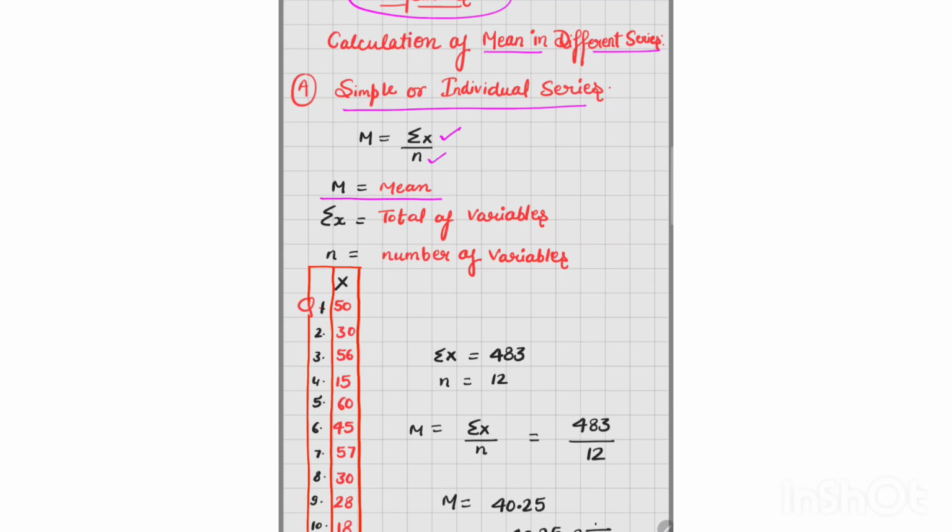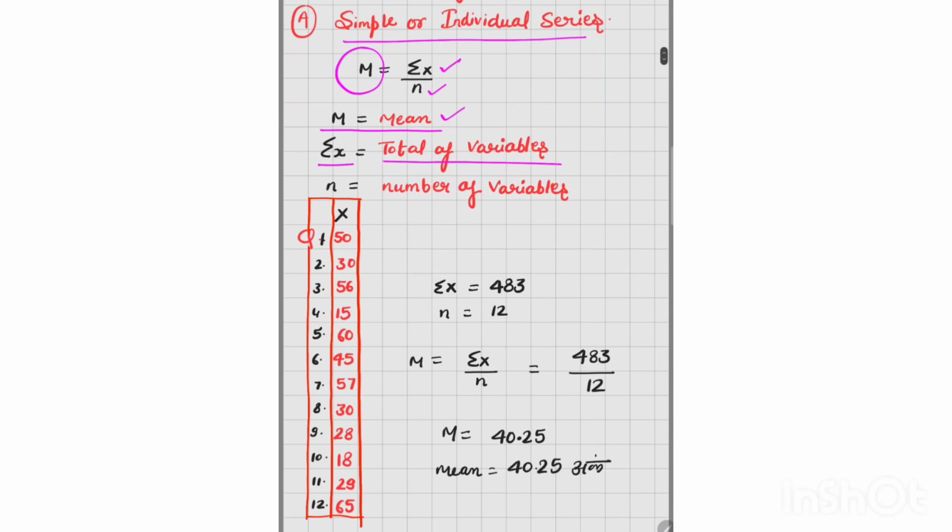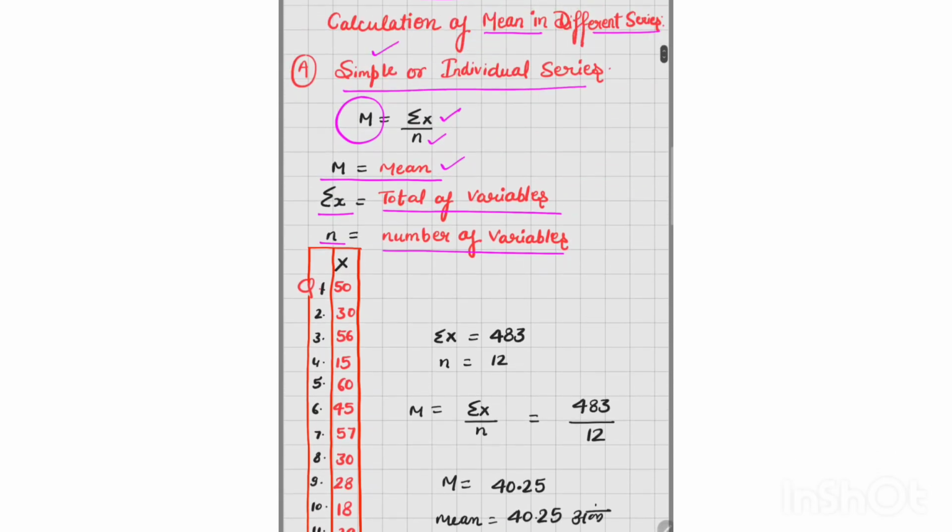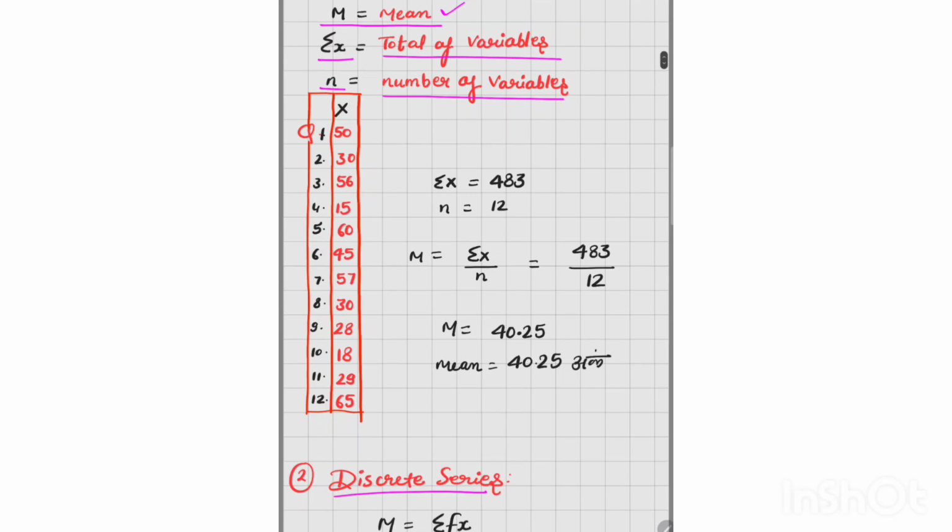Here, M stands for mean. Sigma x stands for the total of the variable, that means it's an addition of the variables, though depending on which series you are dealing with, not necessarily it can be addition, I'm really sorry for mentioning that. And n stands for the number of variables. Because we are dealing with the simple series, we all know that in simple series we only have one single series. The series given here is 50, 30, 56, 15, 60, 45, 57, 30, 28, 18, 29 and 65.